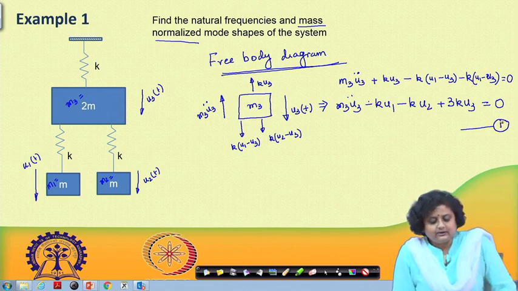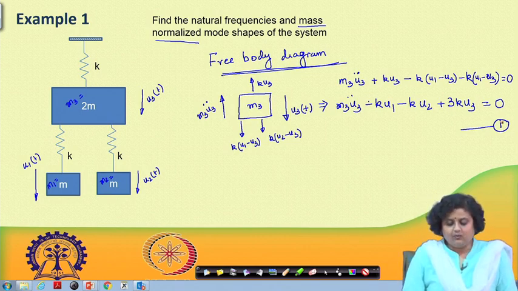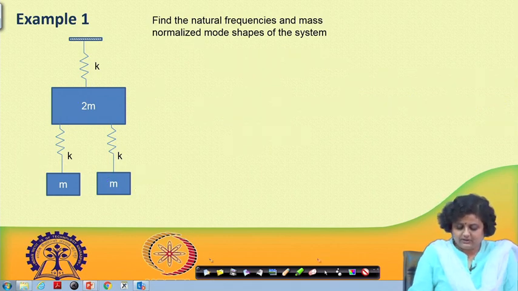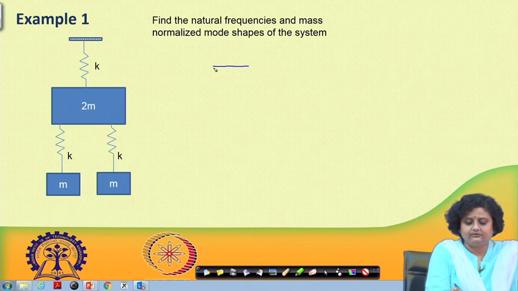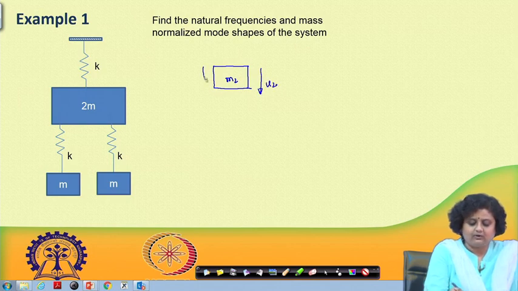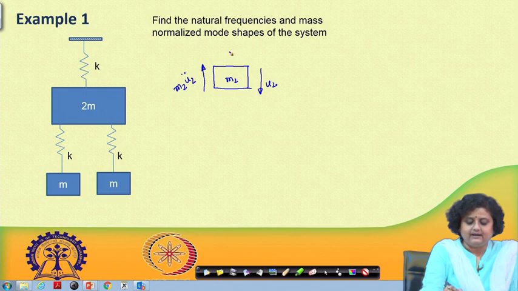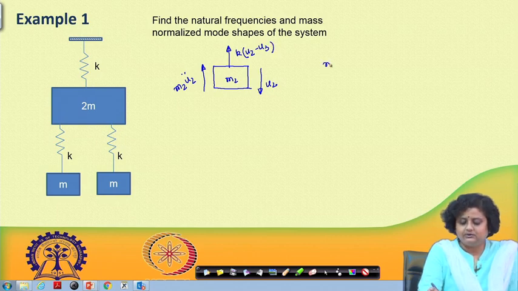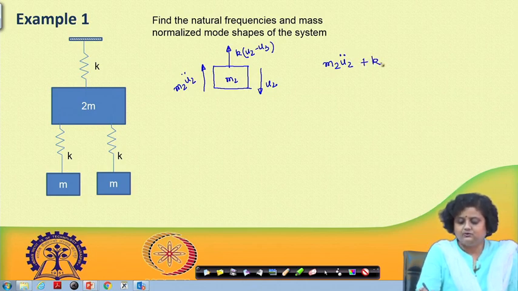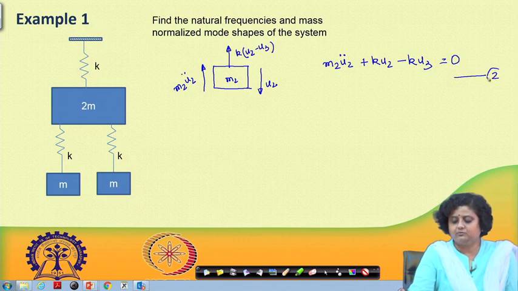Now we can go to the mass m2 and see what the free body diagram is going to be. If I draw the mass m2, which has a degree of freedom u2, it will of course experience an inertial force which is m2 into u2 double dot, and then a spring force which is k into u2 minus u3. If I write down the force balance equation, I will have m2 u2 double dot plus k u2 minus k u3 equals 0. So, this is my equation of motion 2.